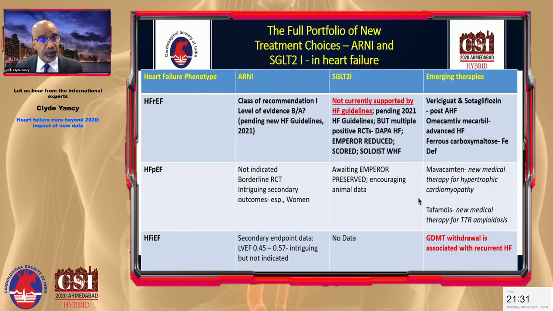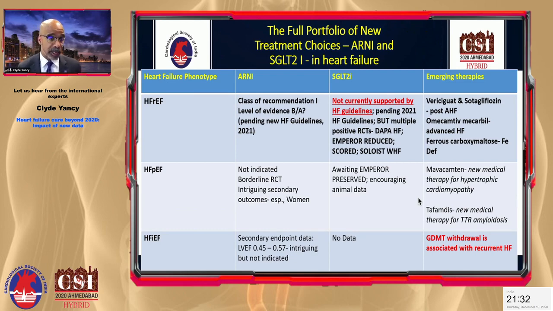So if we try to put the full portfolio together, the RNA compound and the SGLT2 inhibitors, it is remarkable to know that despite this evidence base, the SGLT2 inhibitor, at least in the United States, is not yet currently supported by the heart failure guidelines. We expect that to change in 2021, but I'm not at liberty to say how. But there are multiple positive trials. For HFpEF, we're waiting EMPEROR-Preserved for the SGLT2 inhibitor.